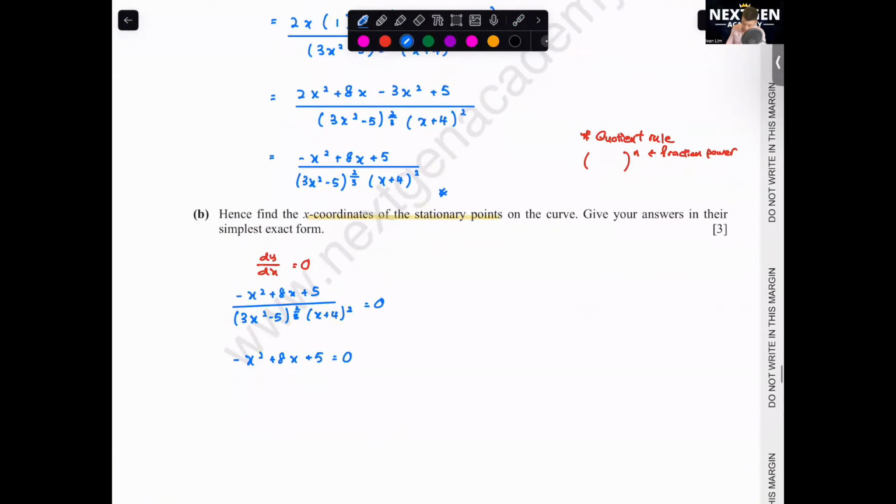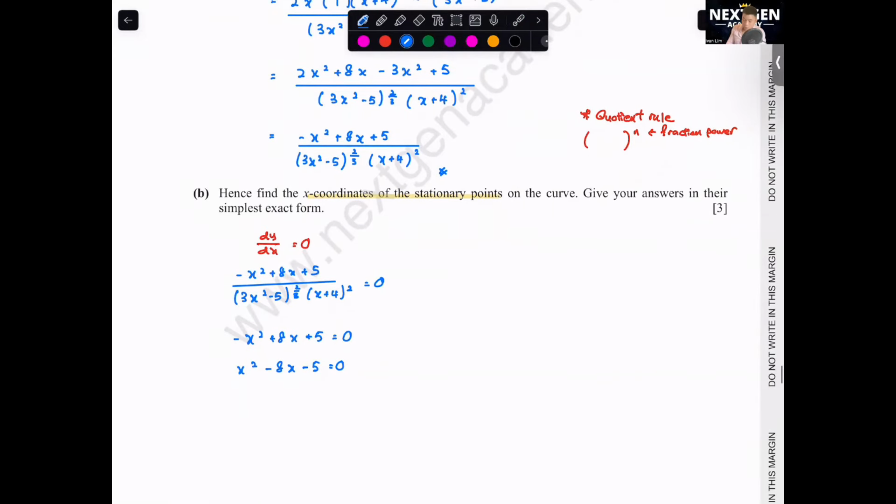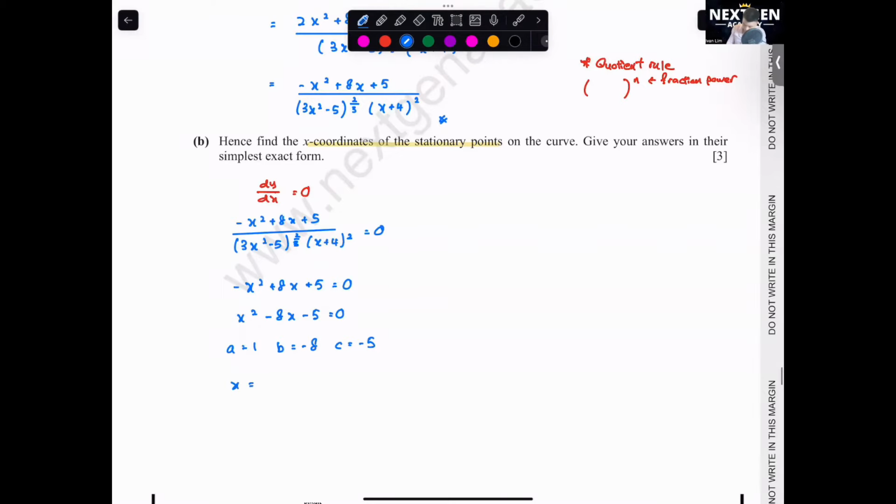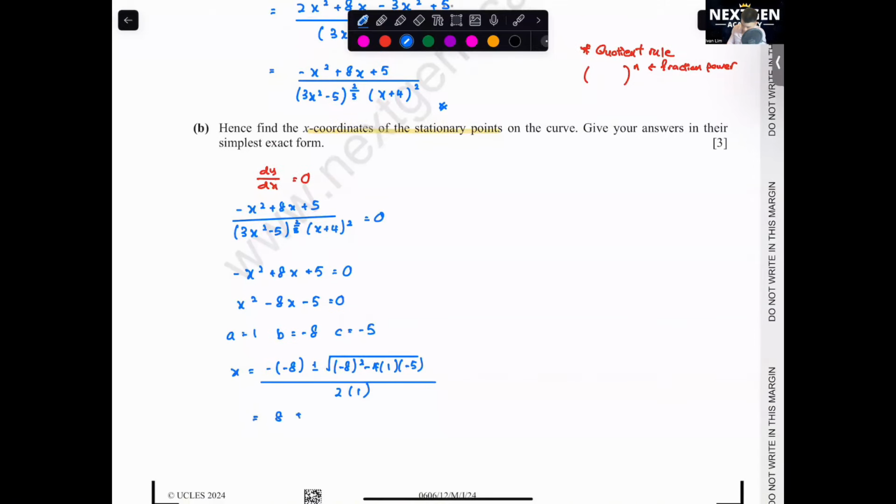Solve for this. You can do x squared minus 8x minus 5 equals to 0. Okay, use your calculator to check whether you can factorize it. If cannot, that's why they say simplest exact form. So we'll use the quadratic formula. A equals 1, B equals negative 8, C equals negative 5. x is negative B plus minus square root of B squared minus 4AC over 2A.